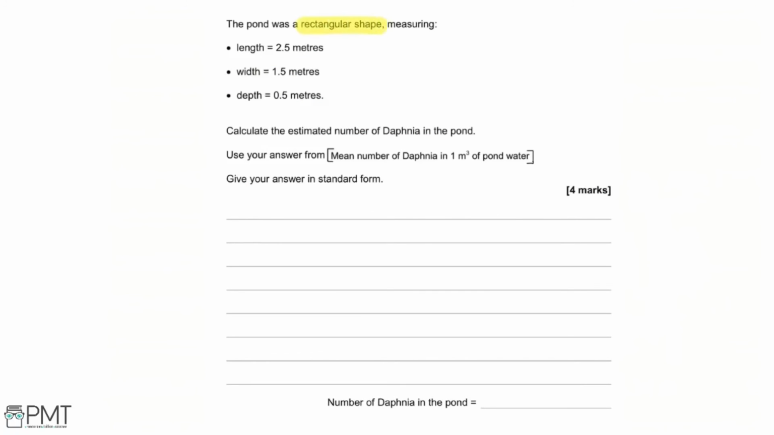The pond was a rectangular shape, measuring of length 2.5 metres, width 1.5 metres, and depth 0.5 metres. Calculate the estimated number of Daphnia in the pond. Use your answer for the mean number of Daphnia in 1 metre cubed of water, and give your answer in standard form. So this question is worth 4 marks. For this, we're going to need the answer from the previous question. So the mean number of Daphnia in 1 metre cubed of pond water was 14,000, so we've got a note of that on the left.